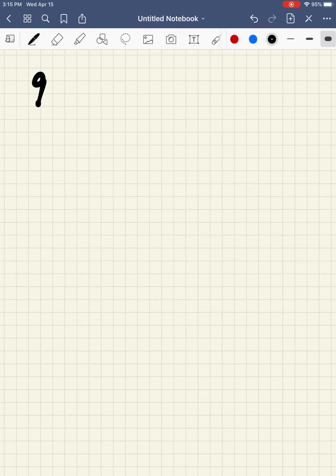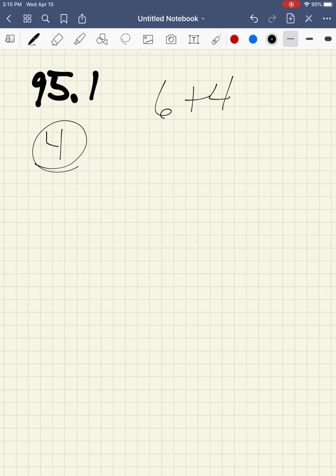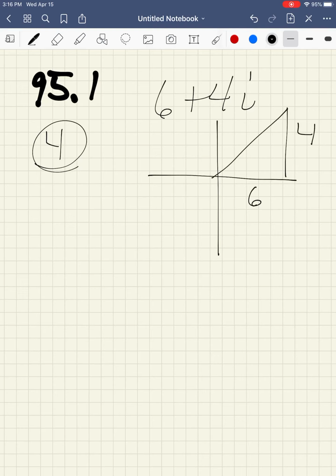So 95.1 says find the 4 fourth roots of 6 plus 4i. So just like what we did before, we have to draw a sketch. Over 6, up 4. So we need the length of the hypotenuse and we need the angle. And 4 and 6 just aren't a special triangle.